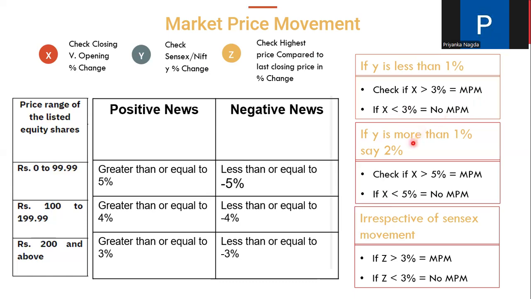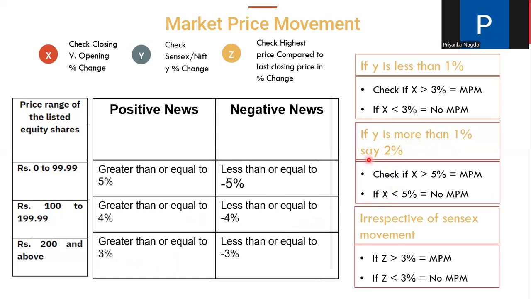Now, taking another illustration, Y, which is our Sensex Nifty 50 percentage change, if that is more than 1%. This also is required to be calculated. So, taking an example that Y change is 2%. 3% is our threshold for the price of securities 200 and above, and 2% is the Sensex or Nifty price change.